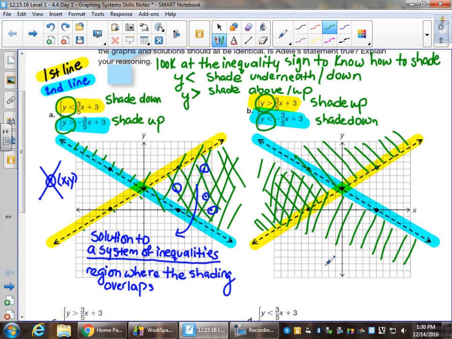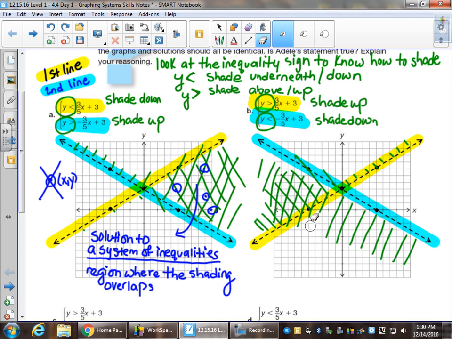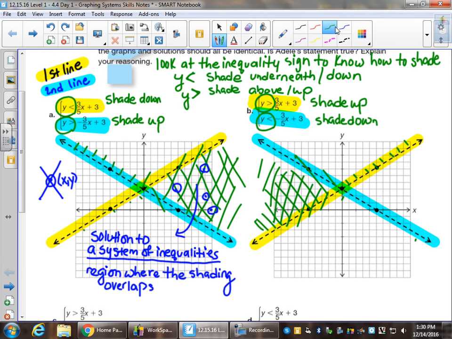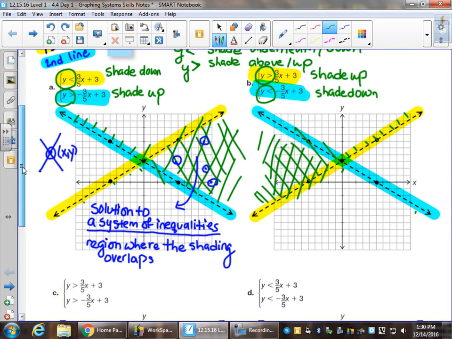Ask yourself, where does the shading overlap? I'm hoping everyone is saying right here, because this is where I clearly see my lines overlap. See how it kind of makes like a cross-thatched pattern? That helps me see that this is my solution. So then I take my eraser and I very carefully erase what's not the solution. Very different from what the solution was for A. So we're starting to see the power or the impact of the inequality signs on what actually ends up being the common shaded region.